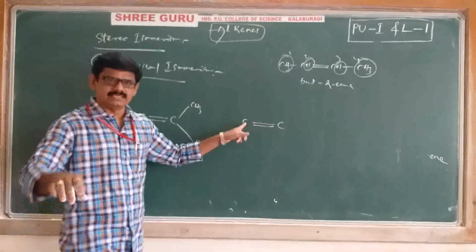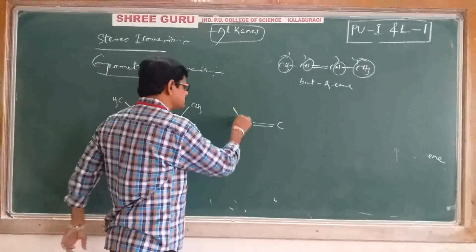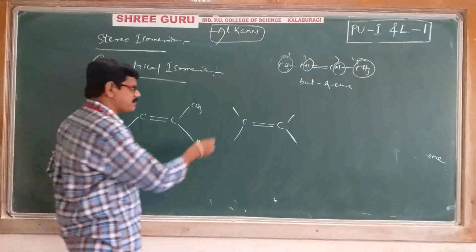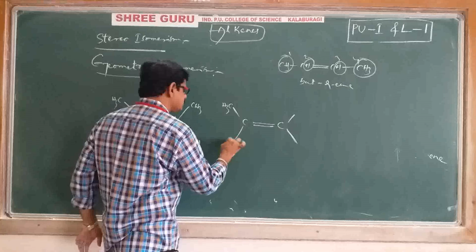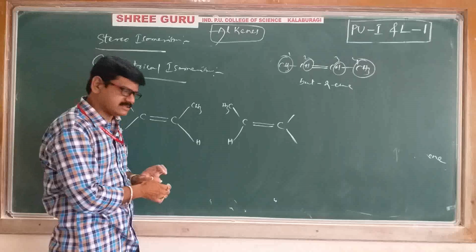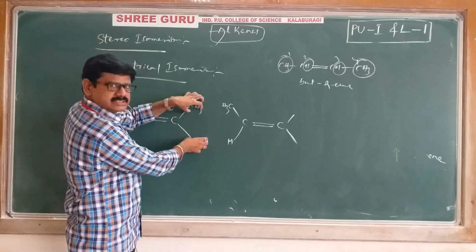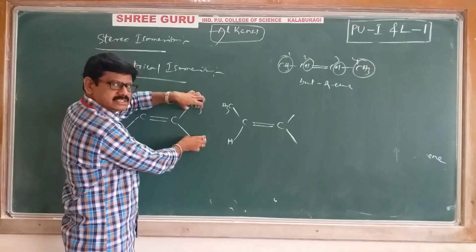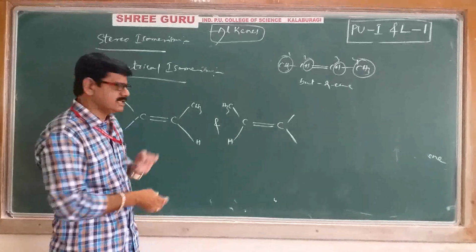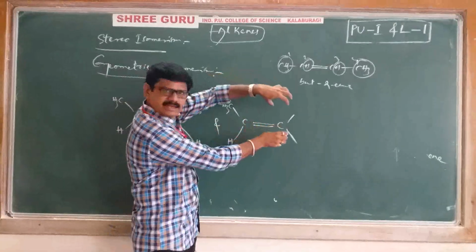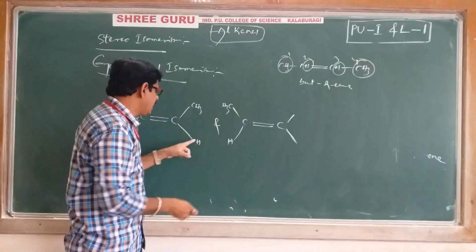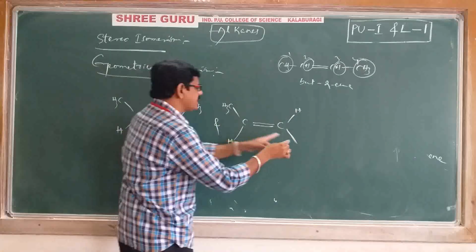Come here. In the second possible structure, we'll write like this. On the first carbon, methyl and hydrogen are there. Here also I am copying the same CH3 as well as hydrogen, no doubt. Same groups have been written here. Next, the second carbon also has methyl and hydrogen. That's why in the second structure, on the second carbon, same methyl and hydrogen only I'll write, no doubt. But I'll change their places. Means hydrogen I'll write here, methyl I'll write here. That's it.